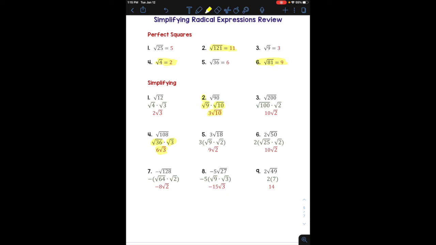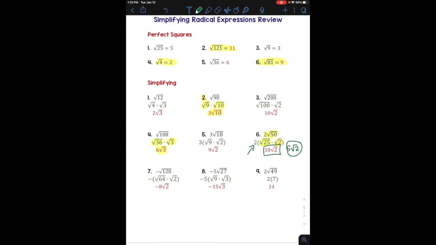Problem number 6, we have a number times a radical expression. We could split the square root of 50 up into the product of the square root of 25 and the square root of 2, simplifying that to 5 root 2. And when we multiply it by 2, we would get our answer of 10 root 2.